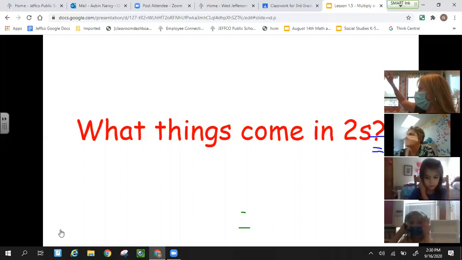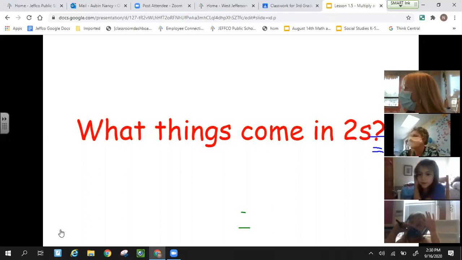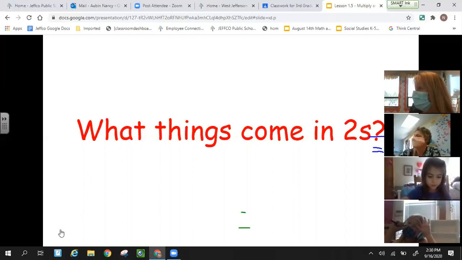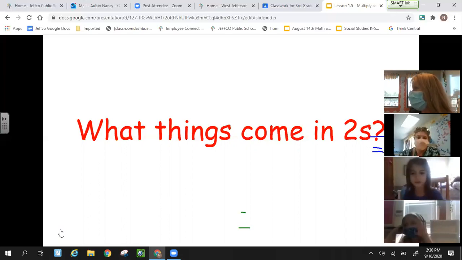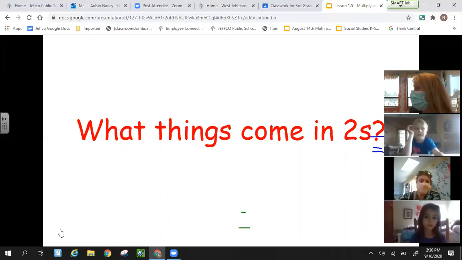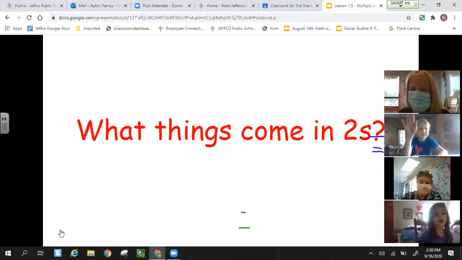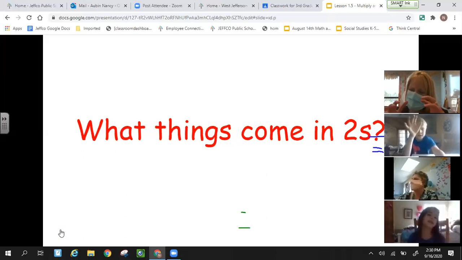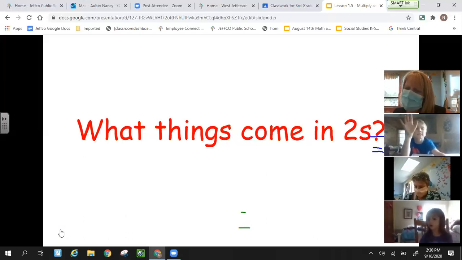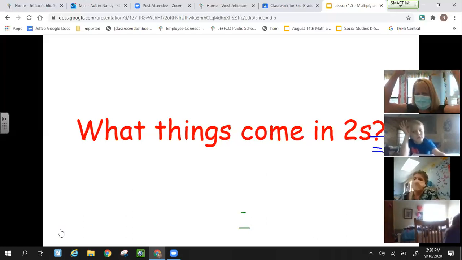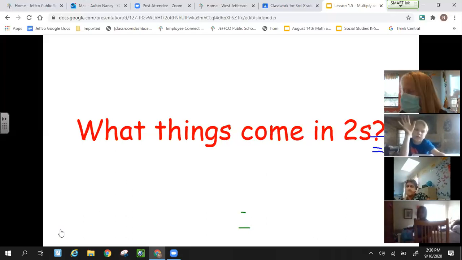On the count of 3. 1, 2, 3. Go ahead. So she said in Mr. Chambers' class today in PE, he had these special balls that come in a container of 2. So that would be something that comes in 2s. Yes, Mrs. Harrison. Ben says arm. Arms, we have 2 arms. Ben, you're right. And Gavin and Heather both have their hands up.